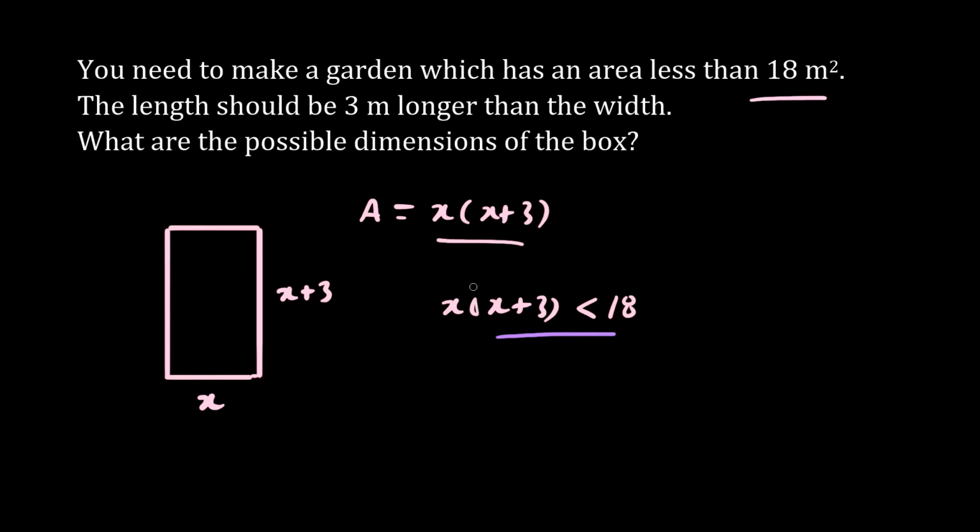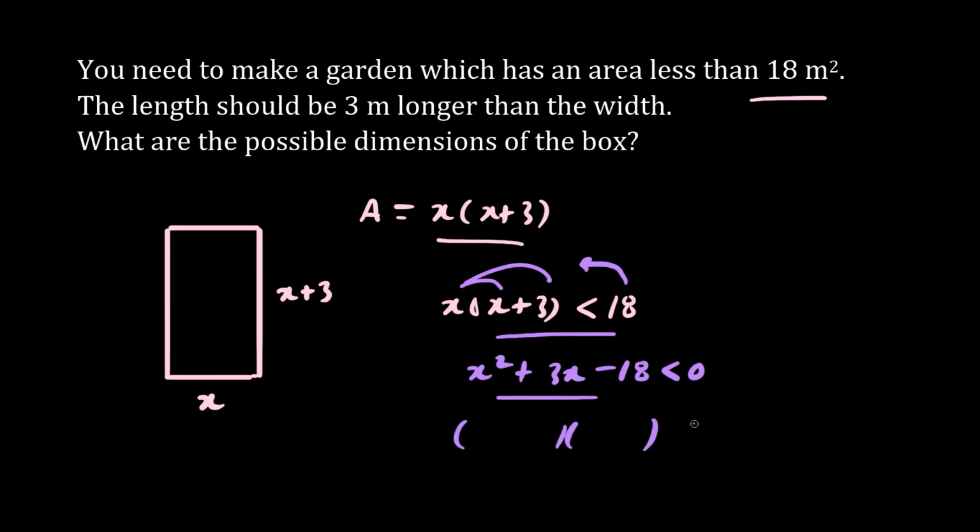Why don't we expand this out? We have x squared plus 3x. Throwing this positive 18 over, we have minus 18 is less than 0. So we factor this quadratic. We have x times x is x squared. And let's try 6 and minus 3. They multiply to be negative 18, but they add to be positive 3.